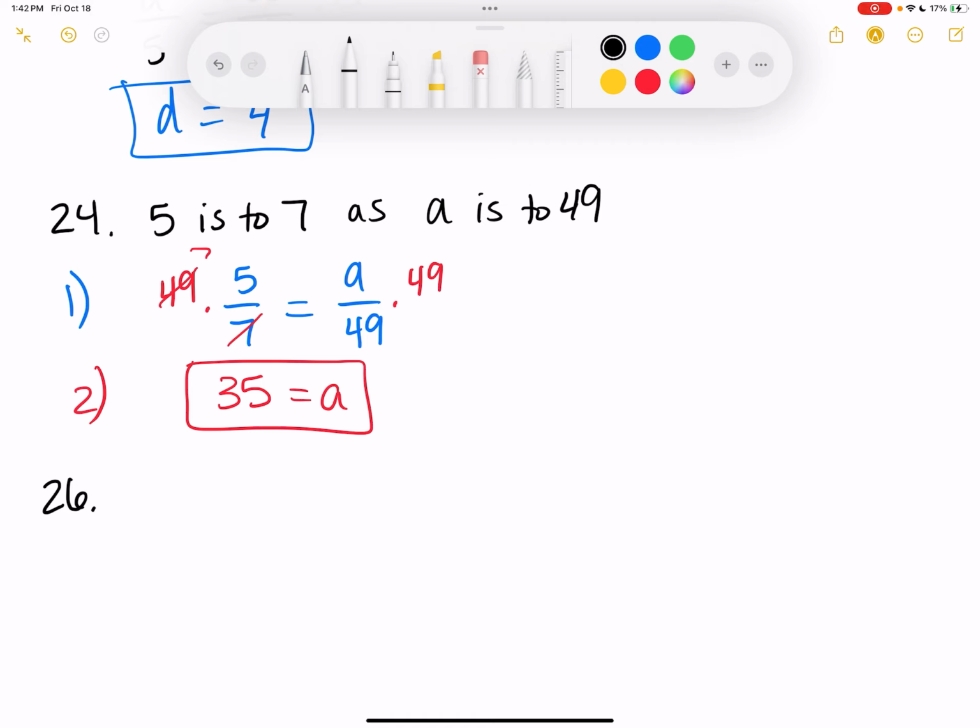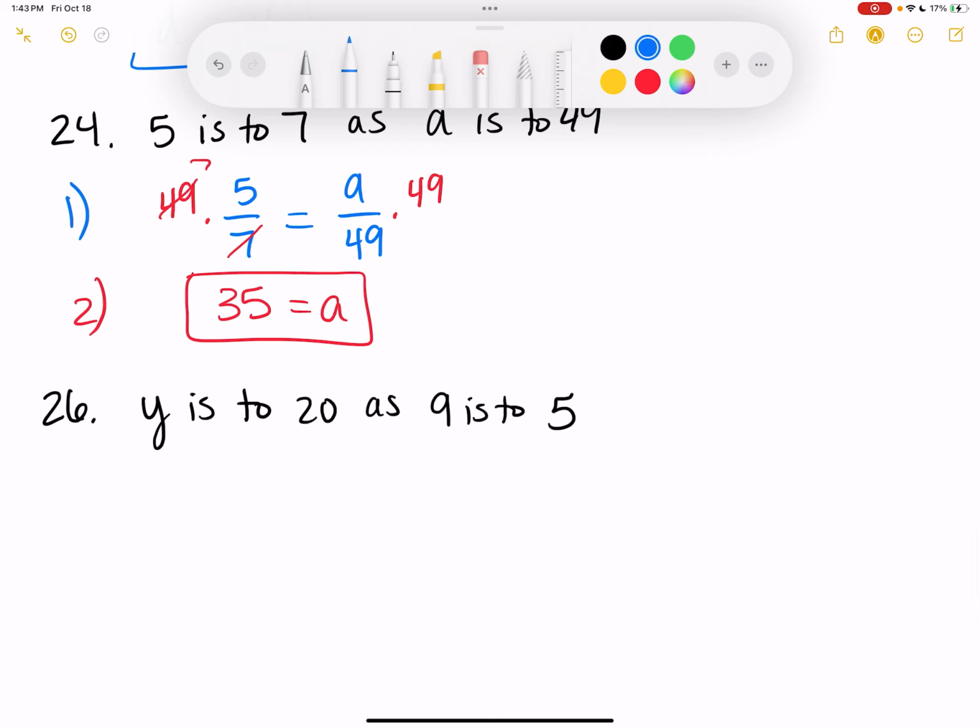26. Y is to 20 as 9 is to 5. How would I set this one up? Y over 20 equals 9 over 5. Yep, Y over 20 equals 9 over 5. Now what? Multiply by 20. Y equals 36.